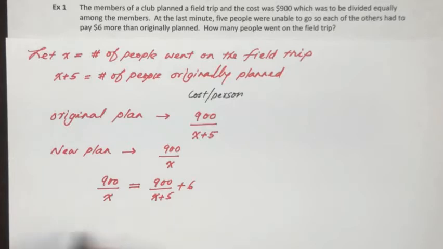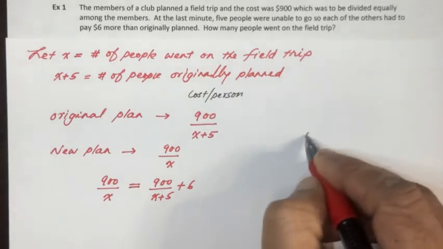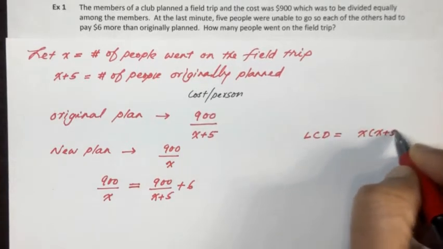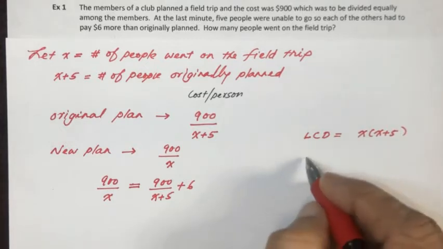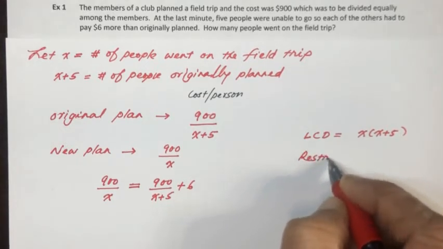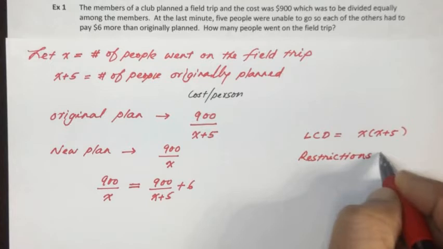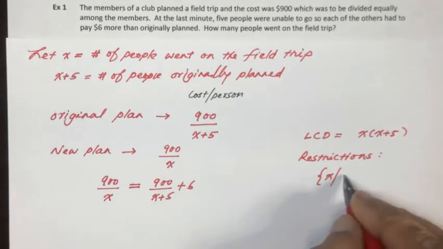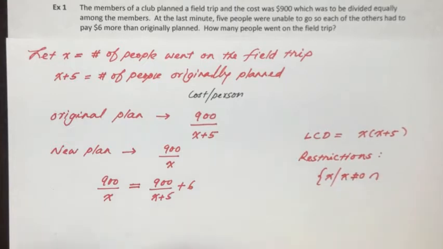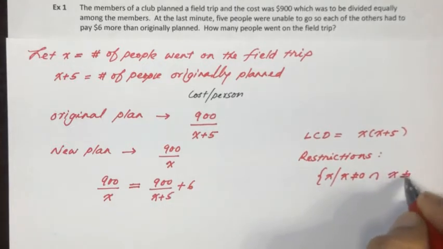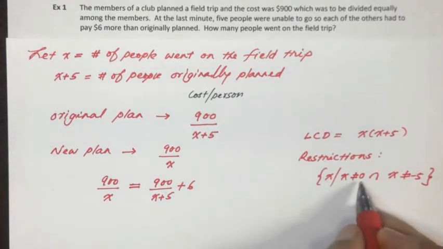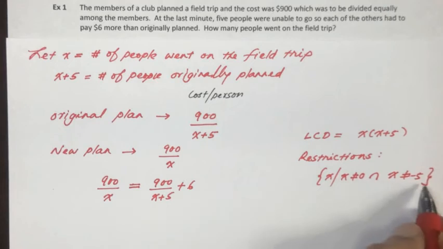Okay, so let's look at the least common denominator. The least common denominator is going to be x times x plus 5, from x and x plus 5. And also we need to look at the restrictions. The restrictions are x cannot be equal to 0 and x cannot be negative 5. That wouldn't make sense anyway, because we can't have a zero or negative number of people, so that's taken care of.